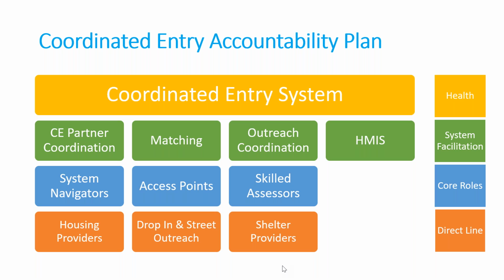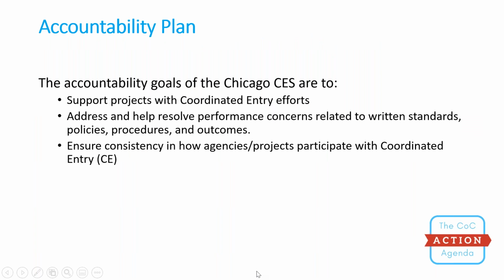So as you can tell, this is no easy feat to hold everyone accountable for all of the different moving pieces, but we're trying to start the process of doing some accountability plans for different buckets that are in front of you. So the one that I'm going to talk about today is the bottom left corner of housing providers, the little orange bucket, but we have some accountability plans for other buckets that we're working on as well. So for housing providers, we have identified some main goals to support projects with coordinated entry to ensure some consistency in our system of how agencies and projects participate in coordinated entry, and also to help address and resolve performance concerns related to either our written standards or policy procedures and various outcomes.